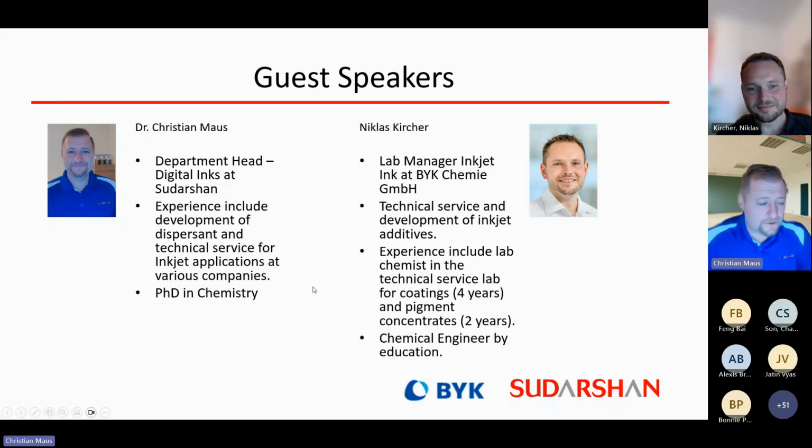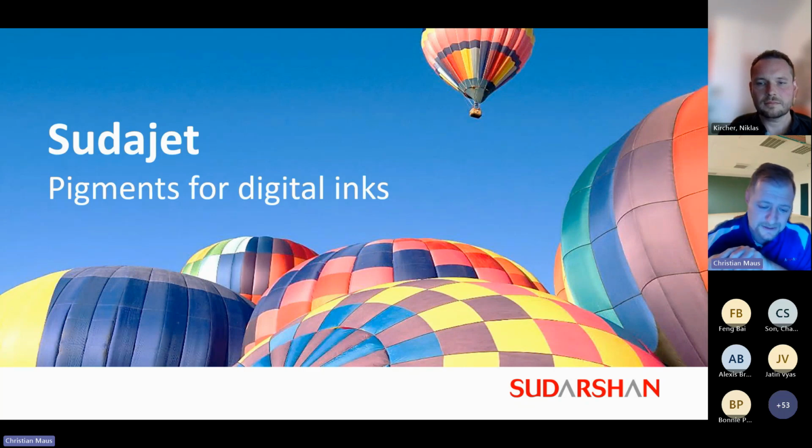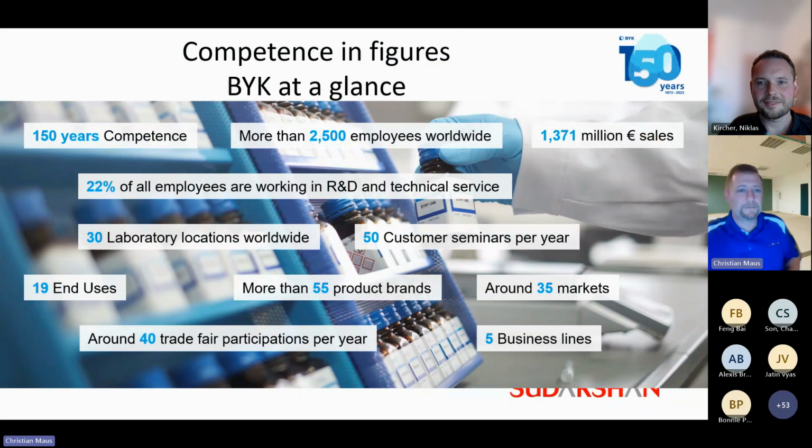Today we speak about pigments and dispersants for digital inks. First of all, I'd like to introduce our pigment line, the Sudajet line. Those are our dedicated pigments for digital inks. During today's presentation, on one or the other slide, you will see some of the products and test results of them. Just keep in mind, Sudajet is the inkjet line, or digital inks line, of Sudarshan. And I'm also very pleased that Niklas from BYK is with me today. Here's his introduction about BYK.